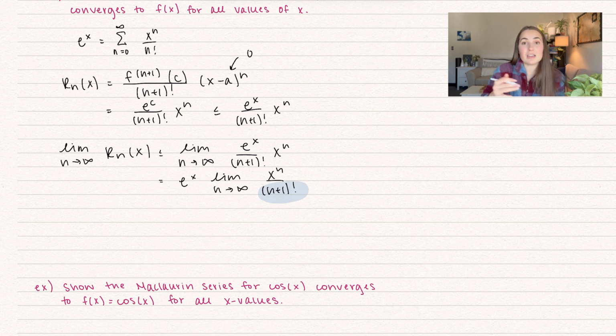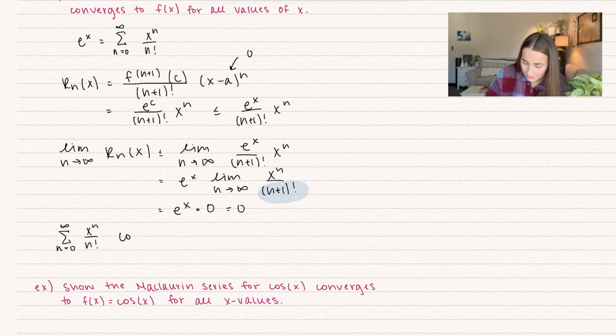So the denominator is going to be getting big so quickly that the numerator can't keep up. So it's going to go to 0. So this is equal to e to the x times 0, which is equal to 0. So since at some point the terms get so tiny, they don't add much anymore, we know that this is going to converge. So I'm going to say the summation n equals 0 to infinity of our actual terms, x to the n divided by n factorial, converges to e to the x. So we know this actually equals our function.